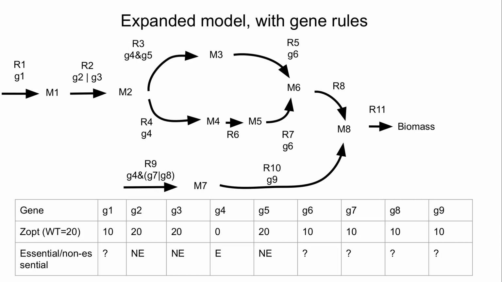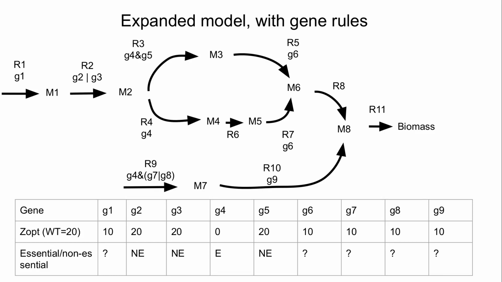If we look at G5, G5 only figures in reaction 3, but it figures as an AND. So knocking out G5 will knock out reaction 3, but reaction 3 in itself is not critical. And because of that, we will still reach full optimal growth even when G5 is knocked out, with a growth Z equals 20.